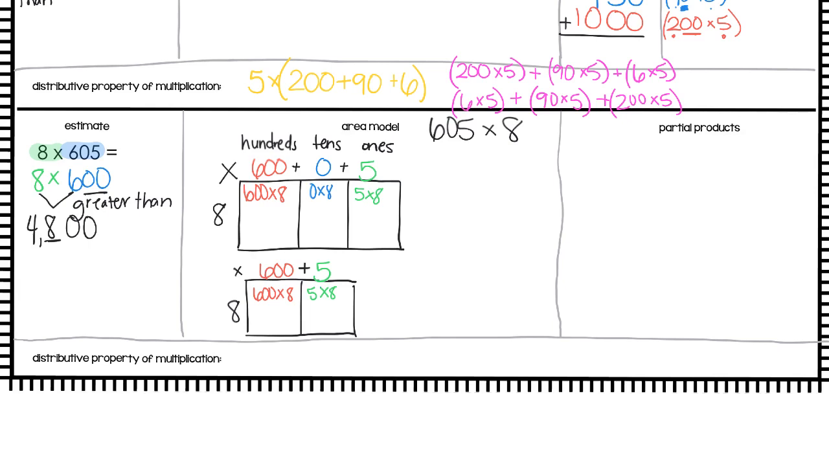For me, it's easier to see the tens place, but I have to know that if I see this area model, it is still correct because we still have our value 605 times 8. We just know that 0 times 8, 0 times anything will always be 0. So every time we have a 0 in one of our places up here, we're always going to have a 0 as our partial product. So it's not necessary to do that. I just wanted to point that out.